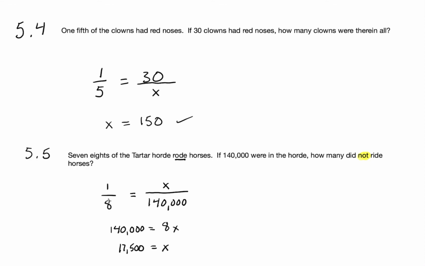And we got that because we said, okay, if the entire horde is represented by 8 out of 8, that's all of them. And 7/8 rode horses. We are not concerned about that 7/8. We want to know how many did not ride. Well, 1/8 is what's left. So that's how many we're looking for. And that's why we use that fraction to find the number that we're looking for. We used 1/8 because that's how many did not ride.